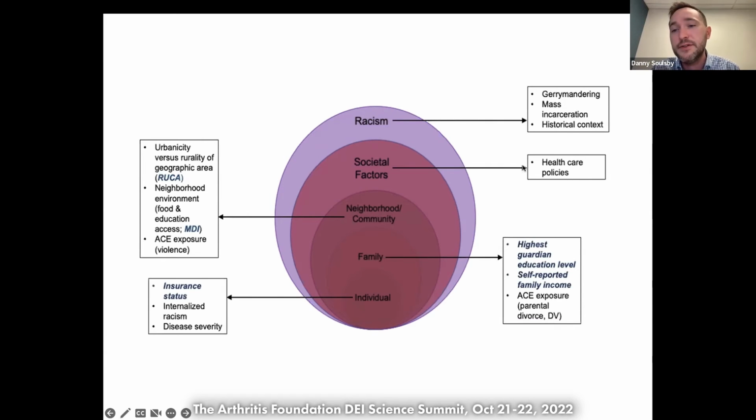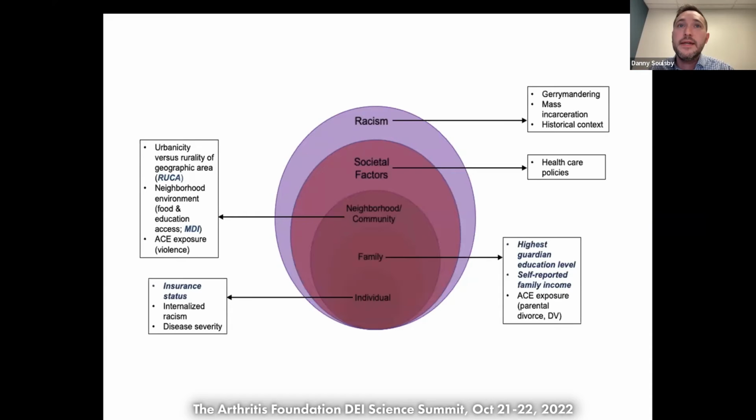But societal factors such as healthcare policies. And then, of course, like we said, racism impacts all of these different layers, but there are the bigger concepts: gerrymandering, mass incarceration, and just historical context. These all can impact outcomes. So, this is a lot of big things, right? We can't measure all of them.